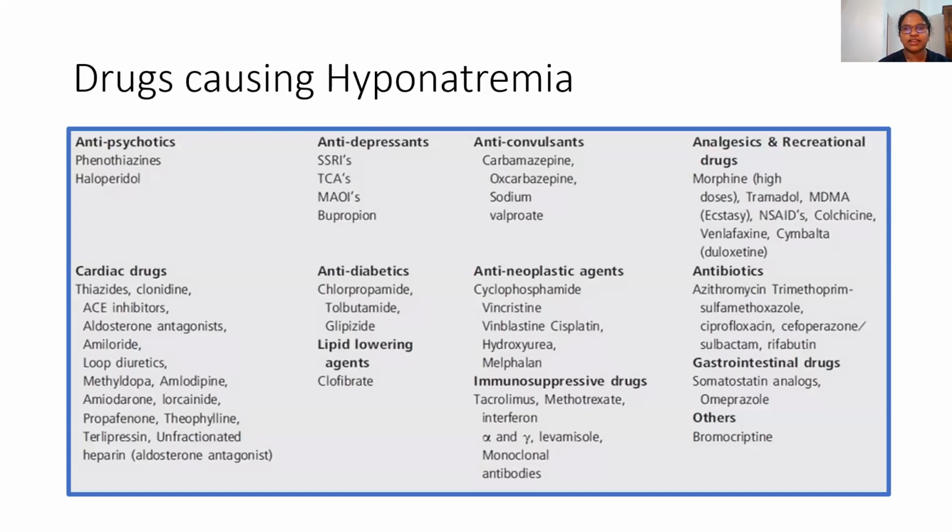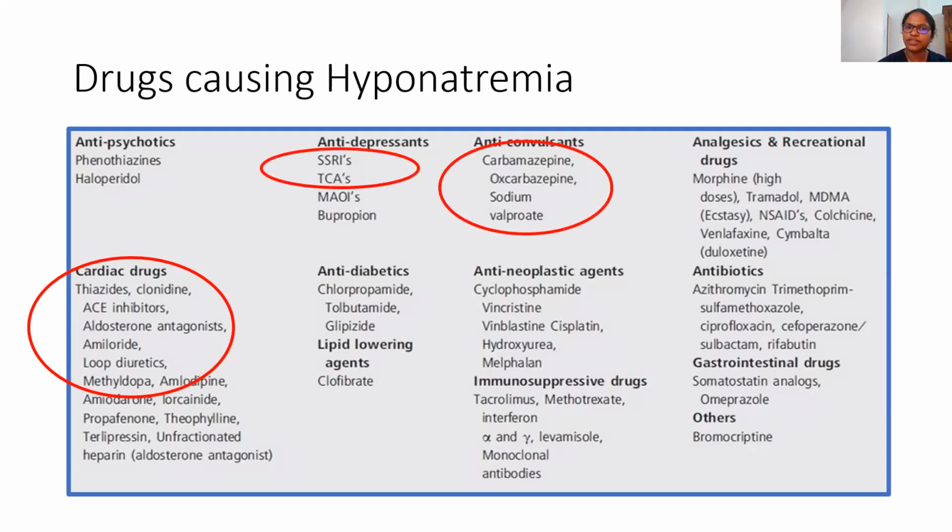So this is a big list of drugs causing hyponatremia. The commonest drugs are thiazides, ACE inhibitors, aldosterone antagonists, amilorides, loop diuretics. And then you have your antiepileptics, carbamazepine and valproate, and SSRIs and TCAs, antidepressants. And also omeprazole. Nowadays, a lot of patients are, for some reason or another, on omeprazole. So you can stop that and see.